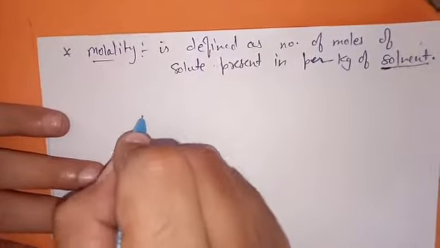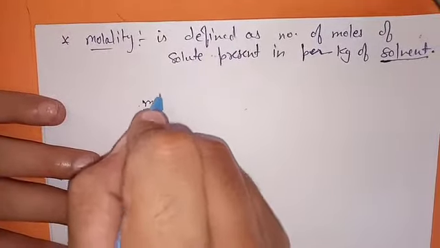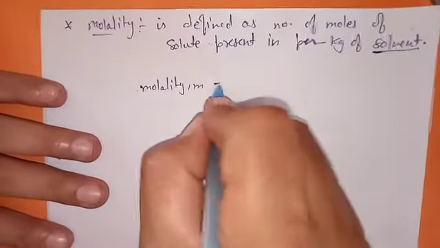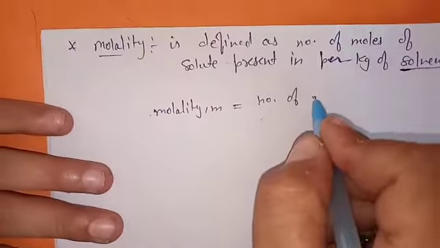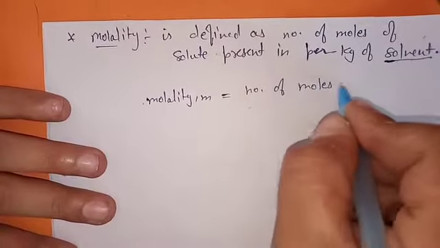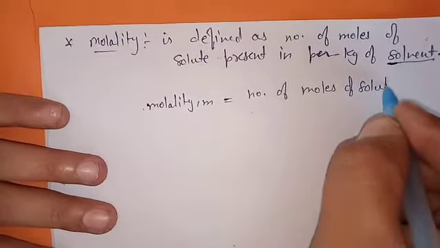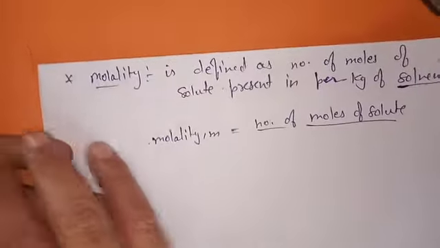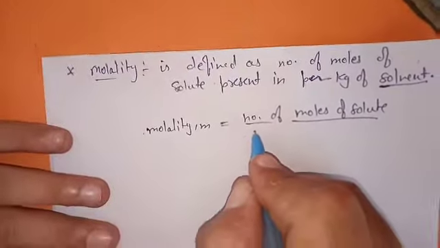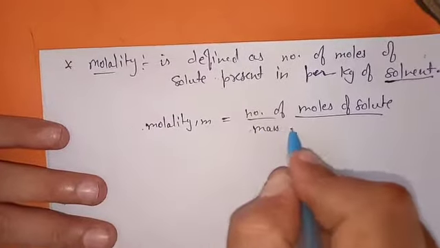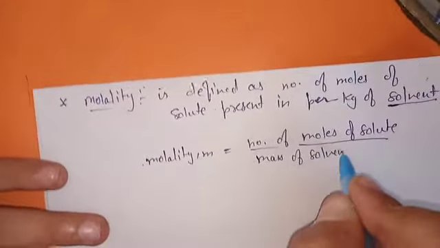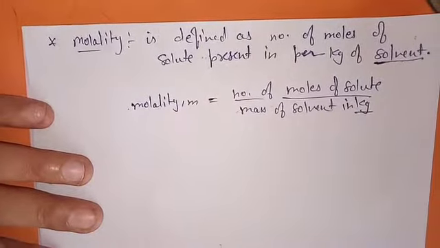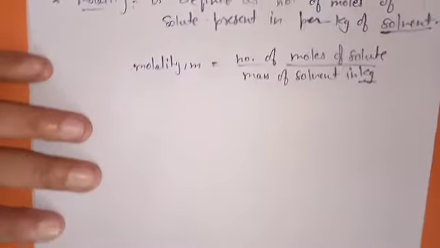So what will be the formula for molality? It is usually expressed by small m. The number of moles is the same as above, the number of moles of solute. You know how to convert, just divide the given mass by the molecular mass. The below one is the mass of solvent in kg. That's how you can calculate molality easily.